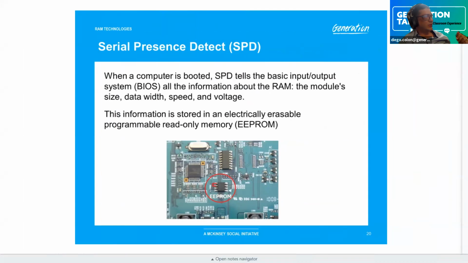And here is what we just heard a moment ago, the serial presence detect, or SPD. When the computer is booted, the SPD tells the basic input output system, or the BIOS, all the information about the RAM: the module's size, data width, speed, and voltage. So he goes and he tells them, hey, look this up in your encyclopedia. This is what it is. Now you got it. You got your encyclopedia. Look for it. That is exactly how you're going to talk to them. That's the way you're going to do the zeros and ones with this guy.